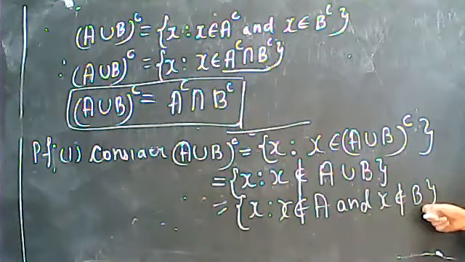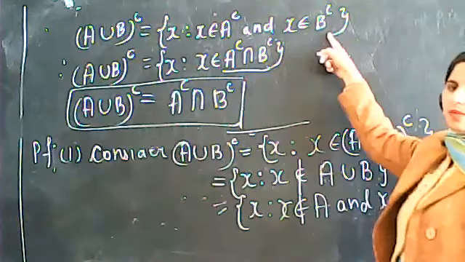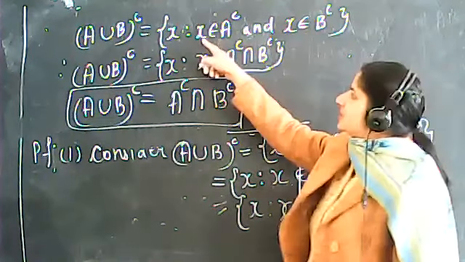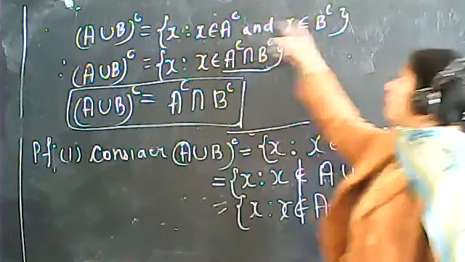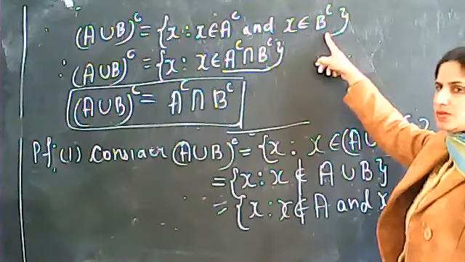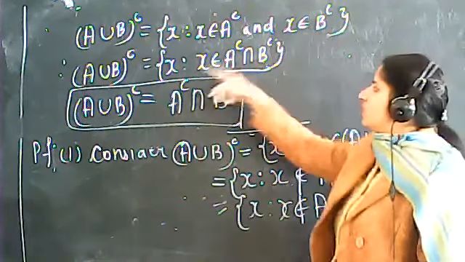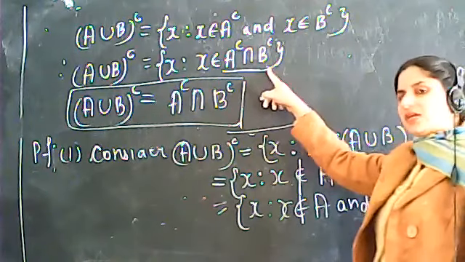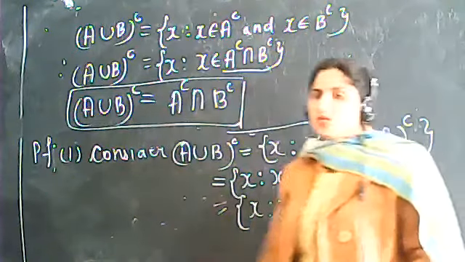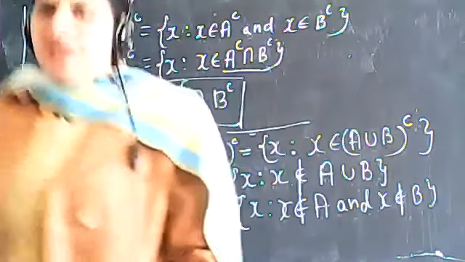Similarly, X is not available in B, so it will go in the complement of B. Now X is an element which is present in A complement as well as in B complement. So this is a common element. So X will go in A complement intersection B complement. So this is the proof of the first part. Any doubt in part 1?